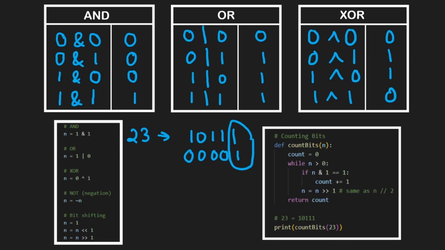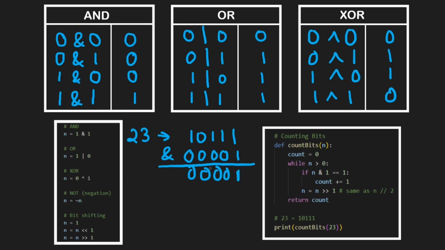So we know that for these two, it's going to be 1. And for this, it's going to be 0. For this, it's going to be 0. For this, it's also going to be 0. And for this, it's also going to be 0. Because both of the bits have to be 1 for us to get a 1 in the result.